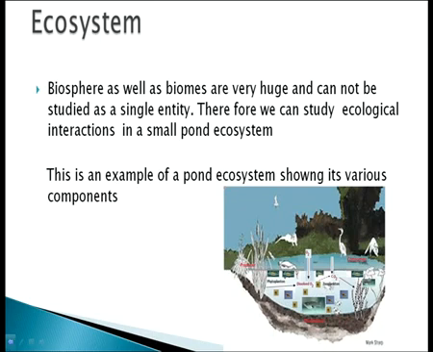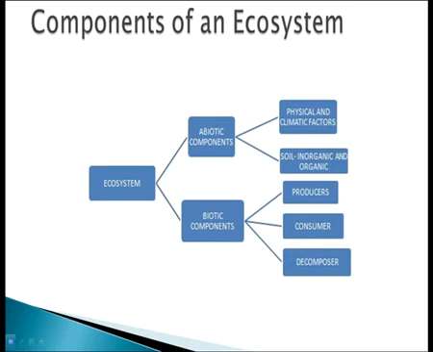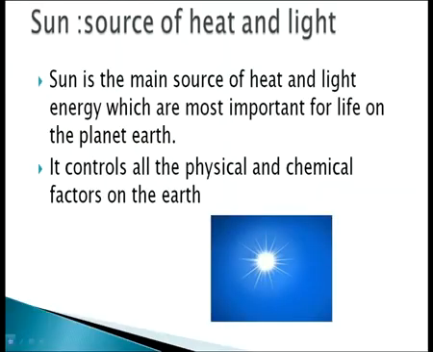The components of an ecosystem can be divided into two: abiotic components and biotic components. The abiotic components are physical and climatic factors, soil, inorganic and organic. The biotic components are producers, consumers and decomposers. Sun, source of heat and light. Sun is the main source of heat and light energy which are most important for life on the planet Earth. It controls all the physical and chemical factors on the Earth.